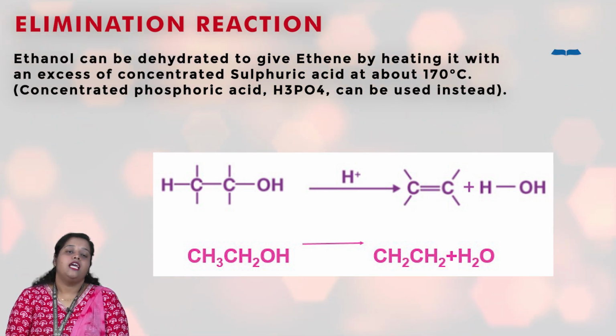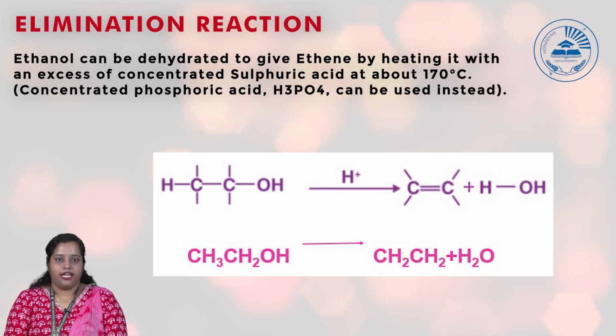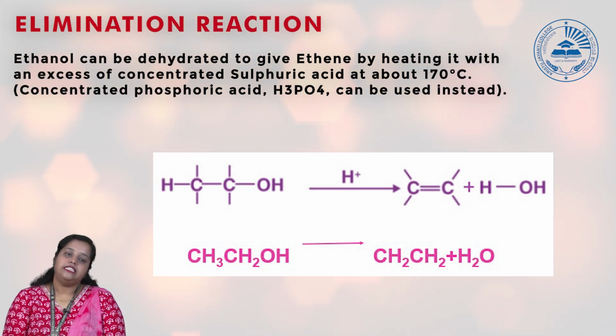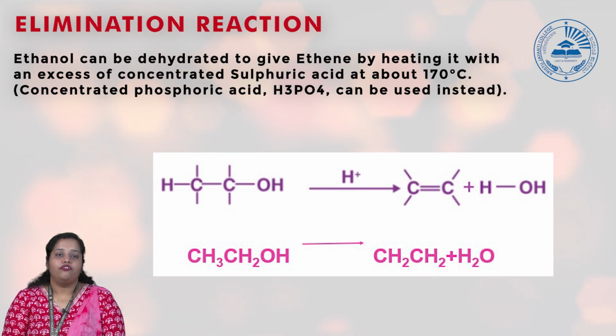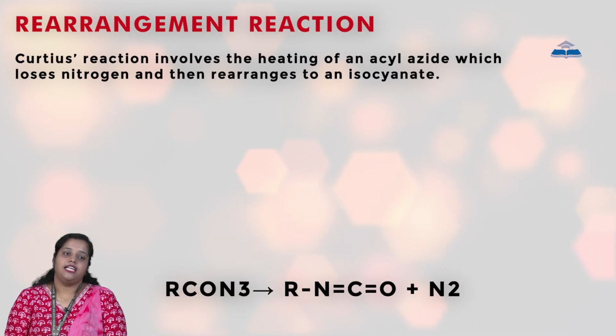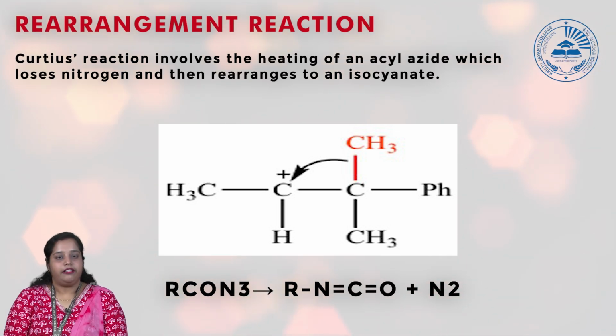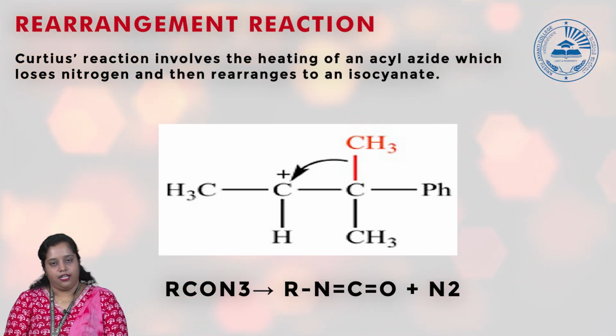And here you can see the plus charge indicates a carbocation, where the methyl group will get added and donates its electron to the carbocation to form a shift or a rearrangement in the structure. So that's how we can say that the Curtius reaction is a clear-cut example of rearrangement reaction, where it rearranges itself to form a structural isomer.